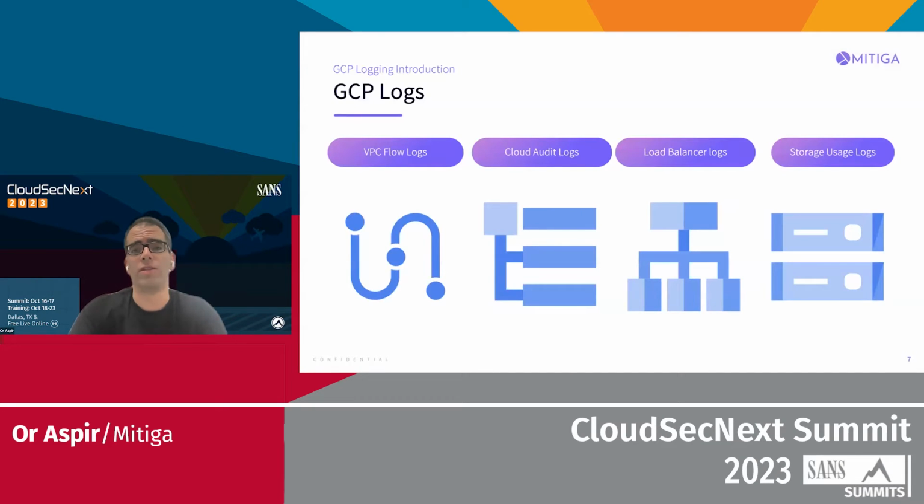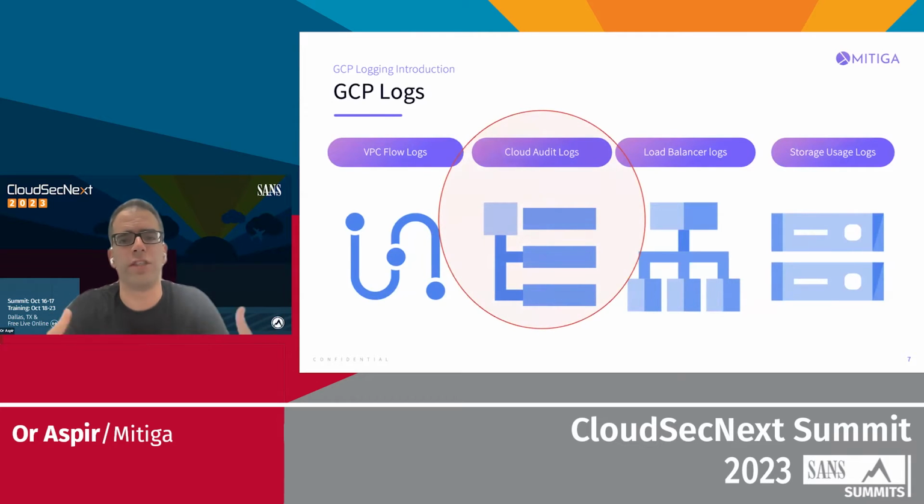About GCP logs, which is very important to understand in order to know how you can detect and what exfiltration can look like. Here I gave a couple of examples of which logs Google provides you, but of course there are more. There are VPC flow logs, cloud audit logs, load balancer logs, and storage usage logs. VPC flows is about network, cloud audit logs we will focus on today, load balancer logs are about metadata of HTTP connections, and storage usage logs are things that happen in your buckets. But again, we'll focus today on cloud audit logs.